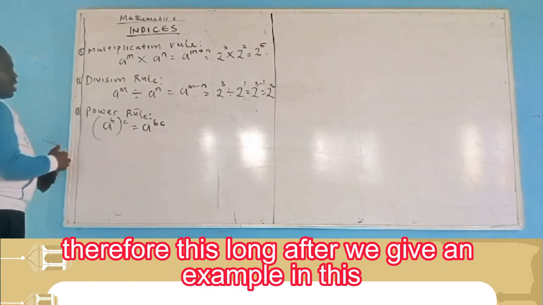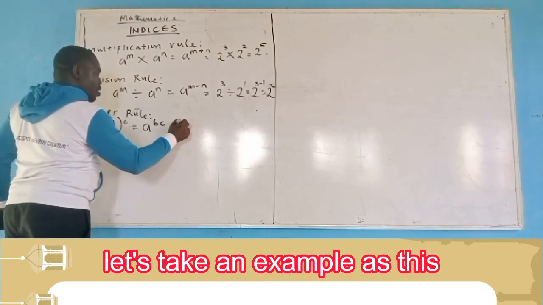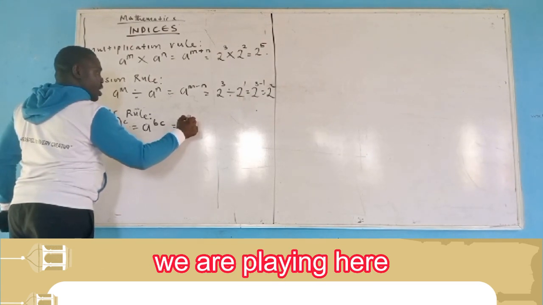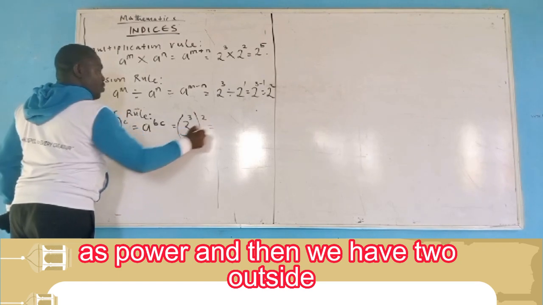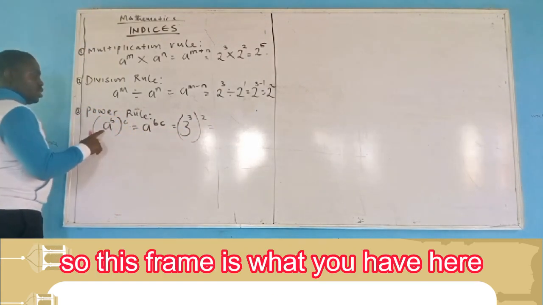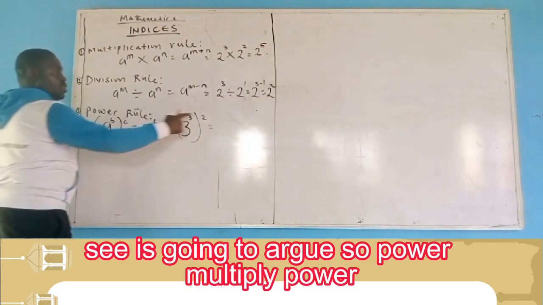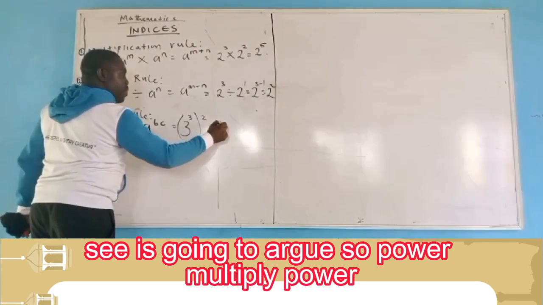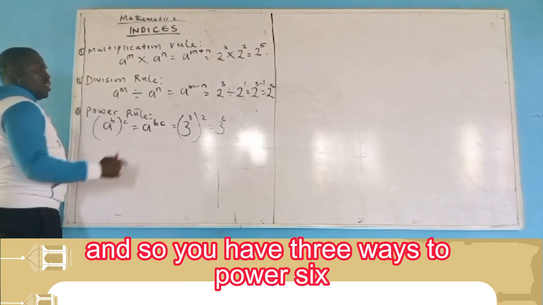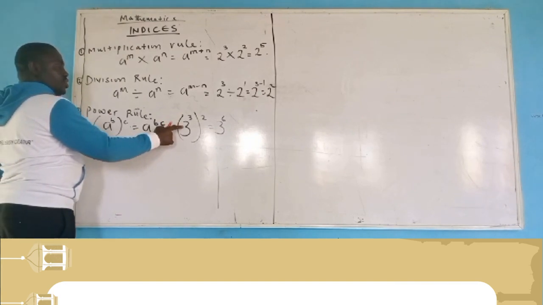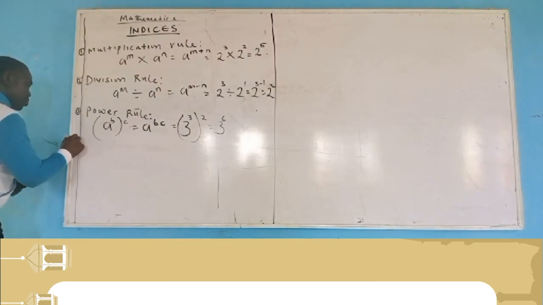But for this one, how do we give an example? Let's give an example as this. We have 3 here as power, and then we have 2 outside. So this 3 is what you have here, the p here is what you have here, c is what you have here. Power multiplies power, and so you have 3 raised to power 6. Please take note of this. This is the one multiplying this, and so you have 6 there.